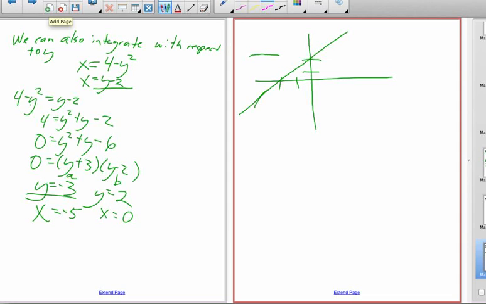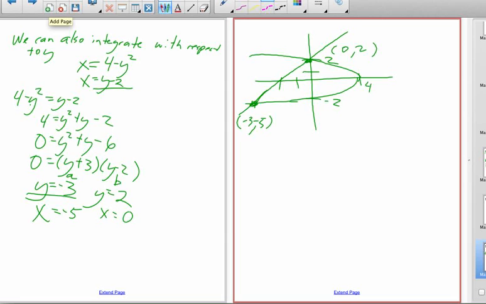And this thing runs out to 4. And then comes back, and this is 2, and this is negative 2. And then it comes on around. So here's a point of intersection, and here's my other point of intersection. So this point is my negative 3, negative 5, and this point is my 0, 2.